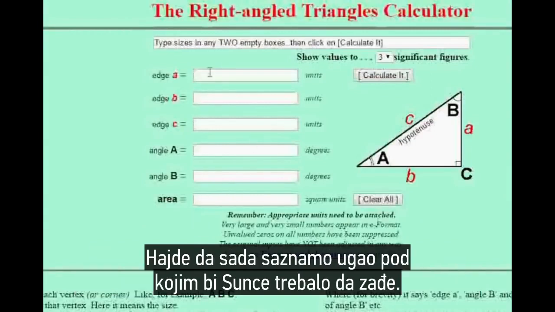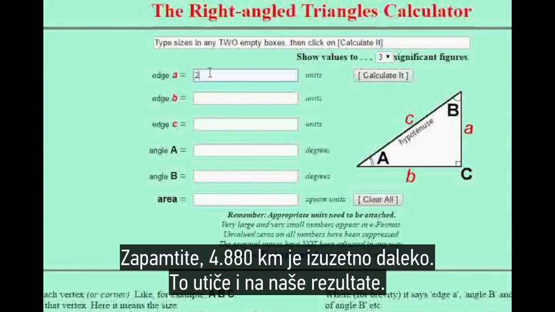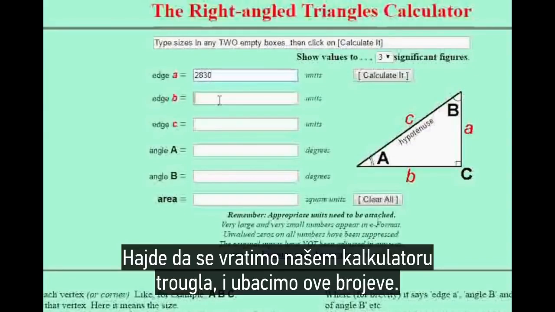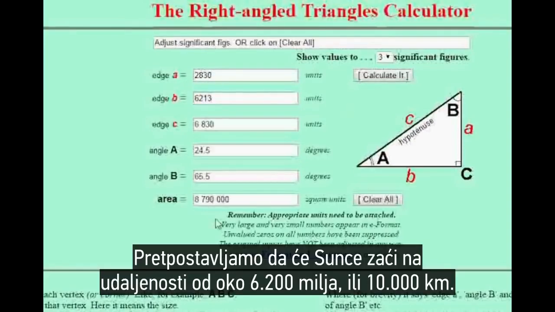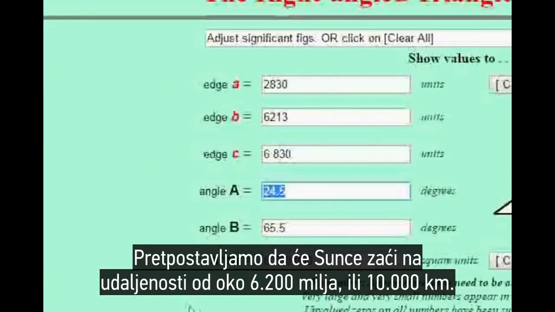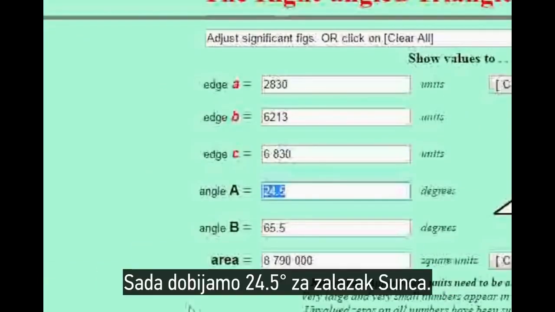So let's now find out the angle at which the sun should set. Remember, 4,880 kilometers is extremely far. That affects our results too. So let's go back to our triangle calculator and plug in these numbers. We assume the sun will set at about 6,200 miles away, or 10,000 kilometers. Now we get 24.5 degrees for the sunset.